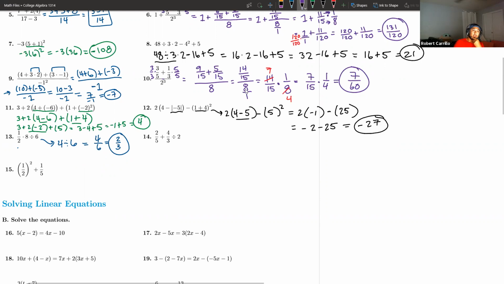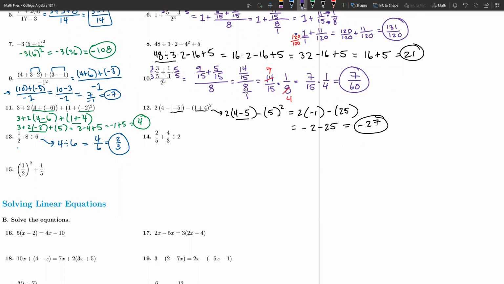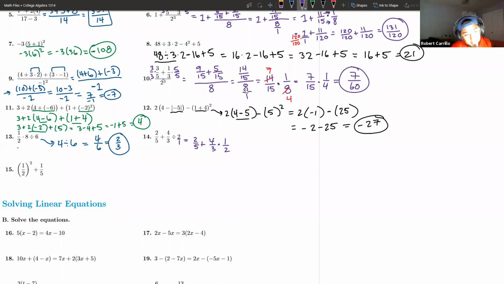14. 2/5 plus 4/3 divided by 2. Which operation do we have to handle first? Division. And now for this one, you're going to want to change 2 into a fraction. You're going to want to put 2/1 and multiply by the reciprocal. So this is going to become 4/3 times 1/2. That's 4/3 divided by 2.